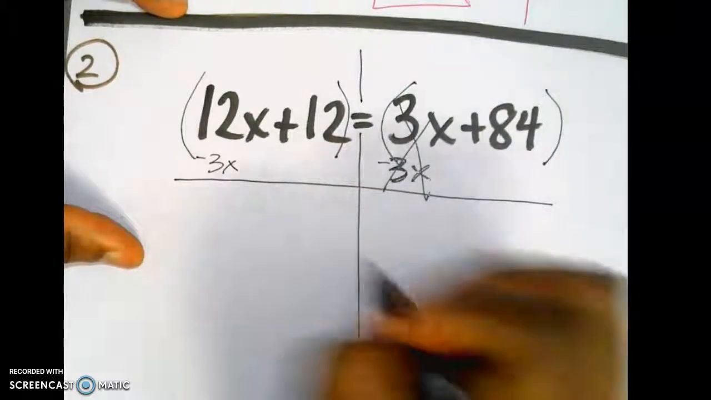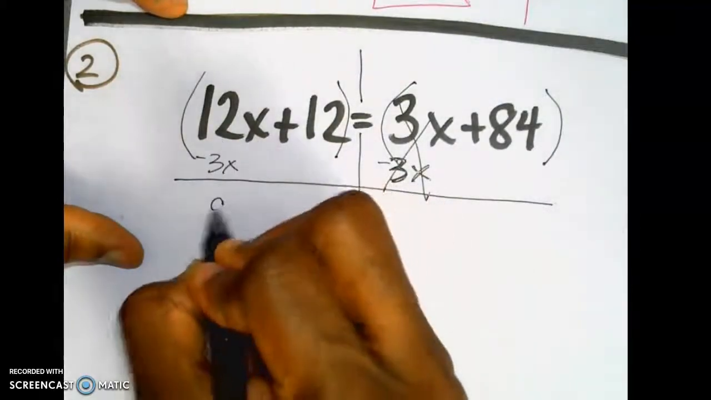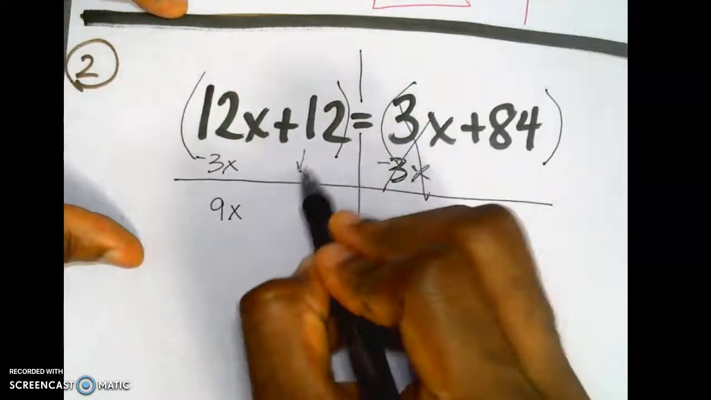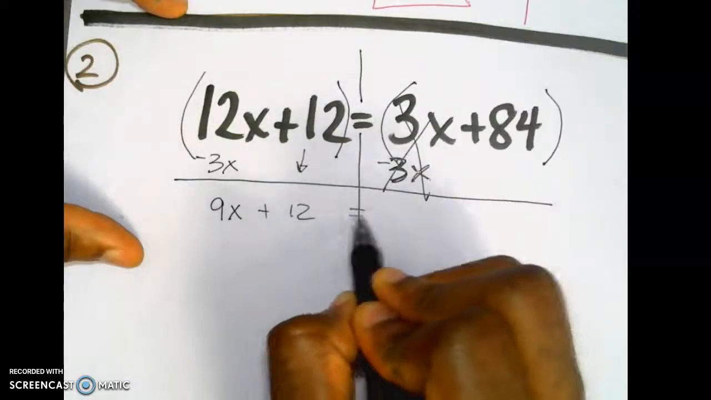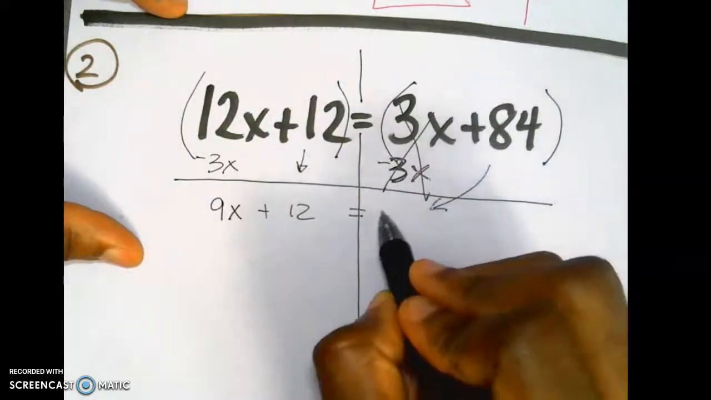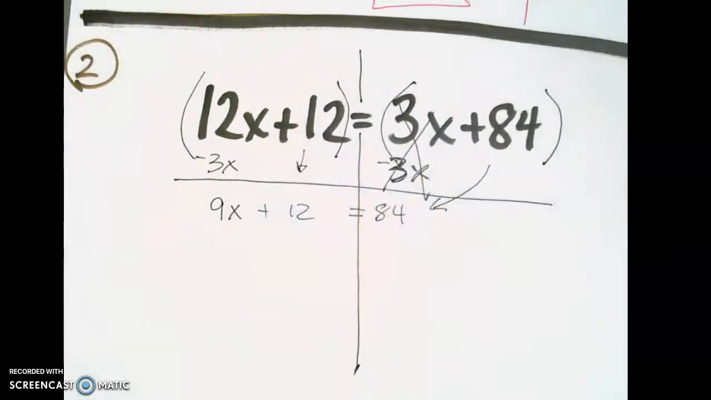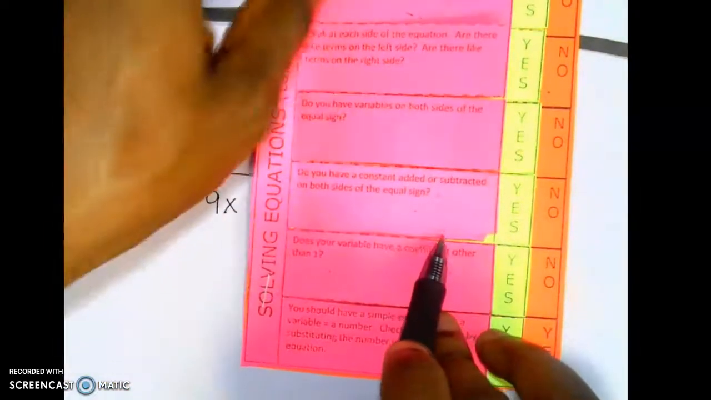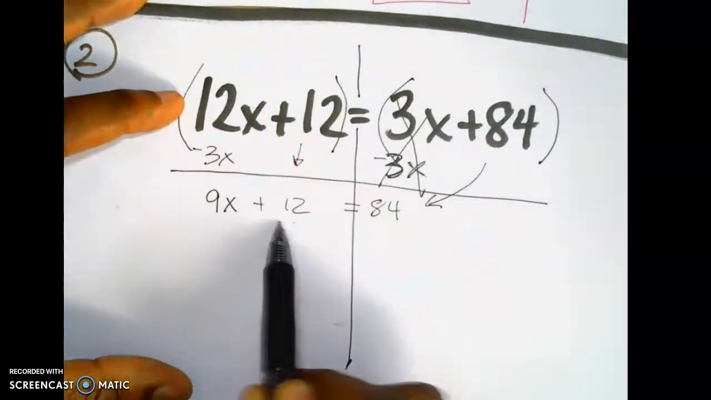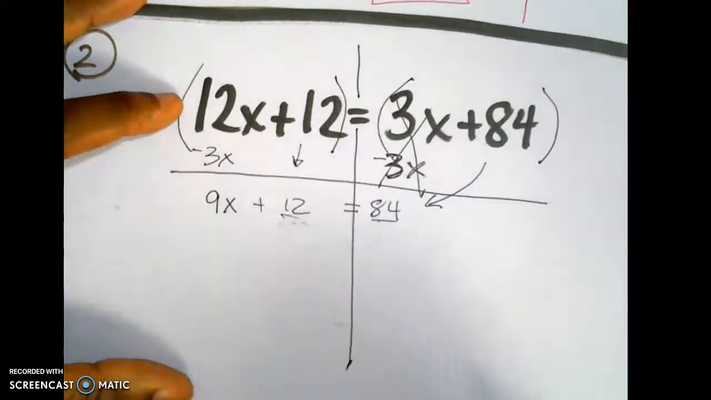That becomes a zero pair. 12x minus 3x becomes 9x. What's left over? Plus 12. The equal sign, and again, my 84. Okay? So at this point, bringing back my tool, do I have a constant added or subtracted on both sides of the equal sign? Yes, I do. Constant. Constant right there. Okay?